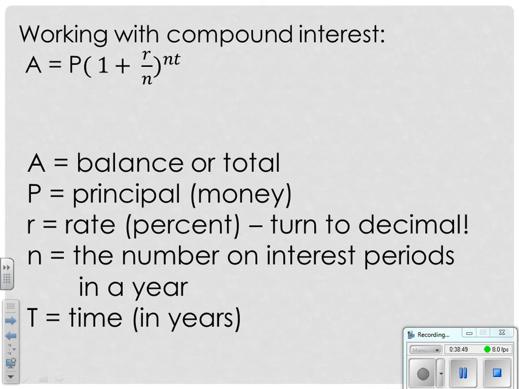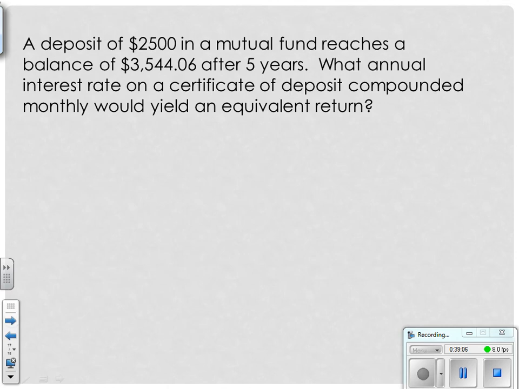If you're going to compound interest monthly, N is going to be 12. If you're going to compound interest quarterly, N is going to be 4, and so on. If it's weekly, I suppose that could happen. N would be 52 then. And then T, of course, is going to be time. Time in a compound interest formula is always in terms of years.